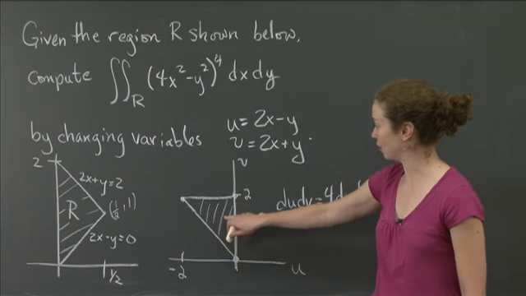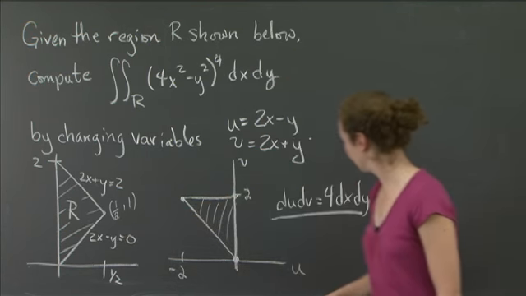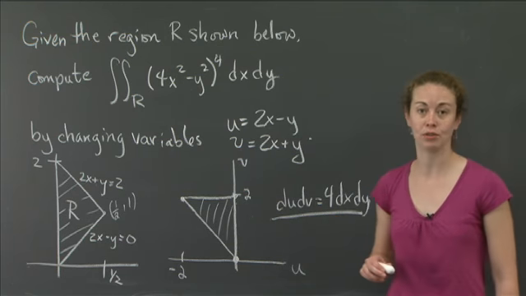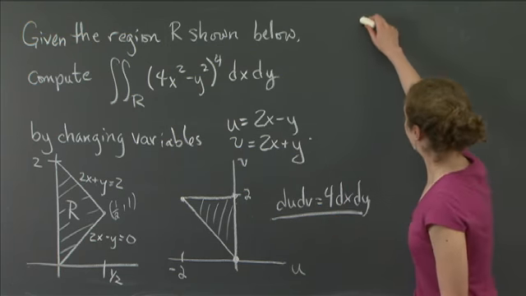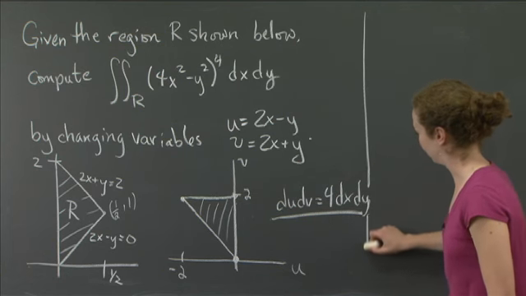This is area 2. This is area 1/2. So I have 1/2 times 4, which is going to give me 2. Yeah, that's what I should get. Okay. Oops, that sticks out a little.